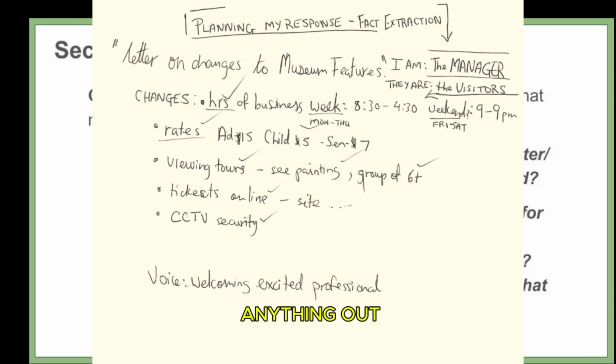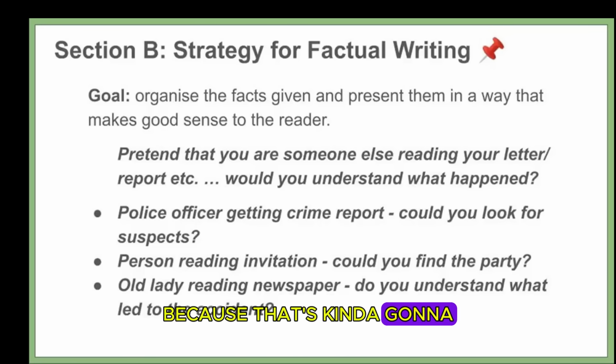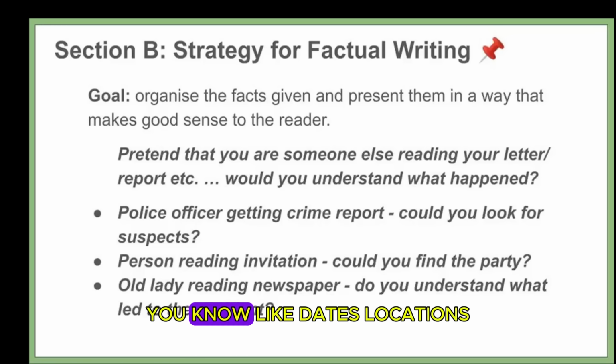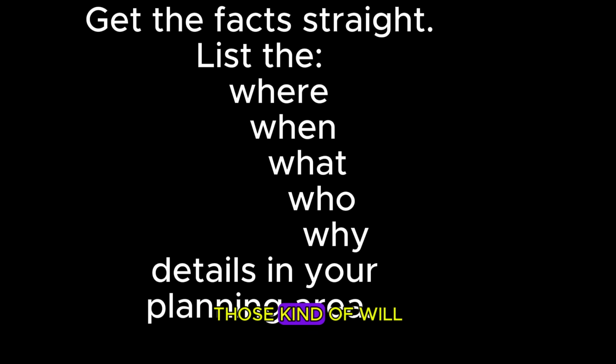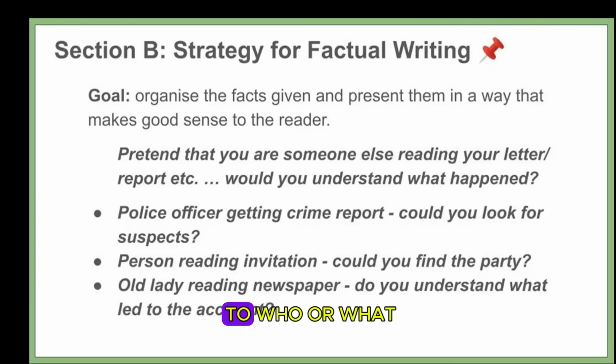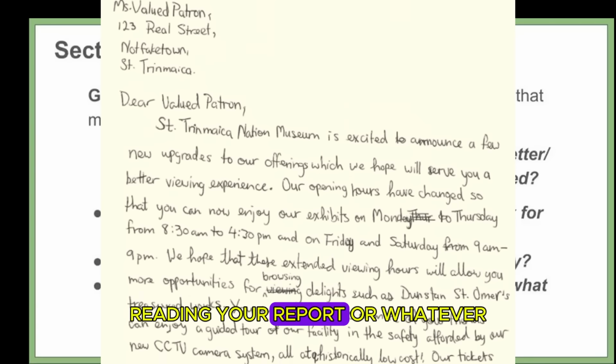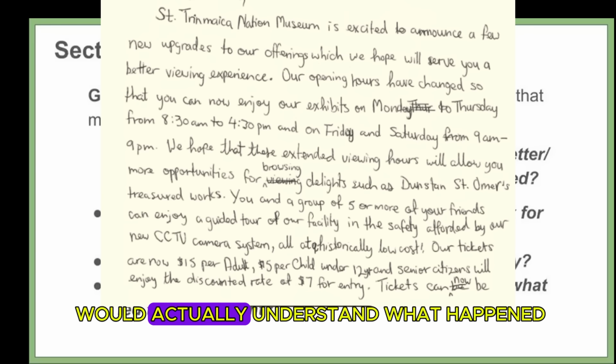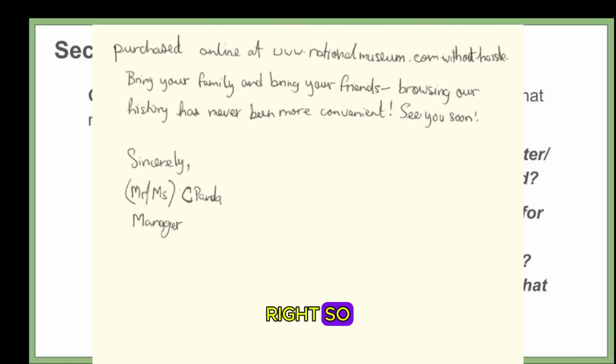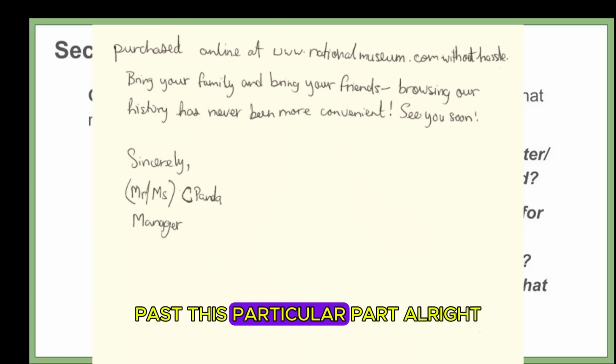Try not to leave anything out, because that's going to be a problem. So you want to look for things like dates, locations, those where and when type of questions, and then you want to put those things first to set the scene. Then you want to move to who or what, why, those kinds of things, depending on whatever they give you, alright? So pretend that you're just somebody who's actually reading your letter, reading your report or whatever, and see if you would actually understand what happened, right? So that's the trick for getting past this particular part.